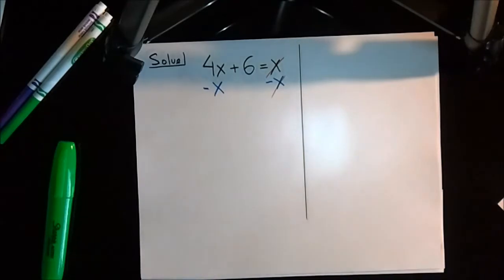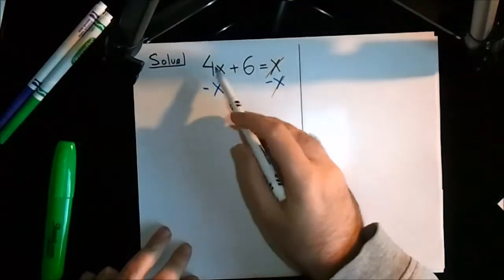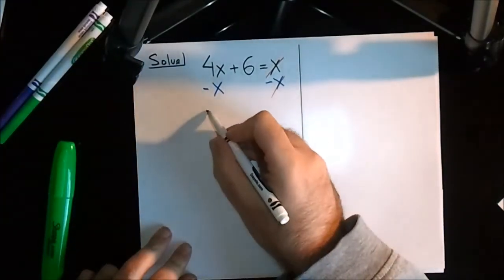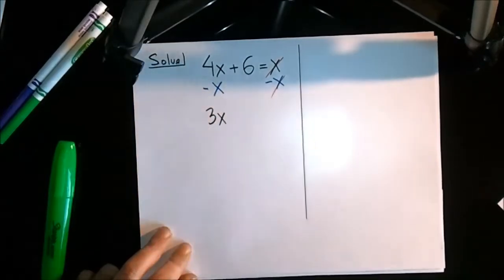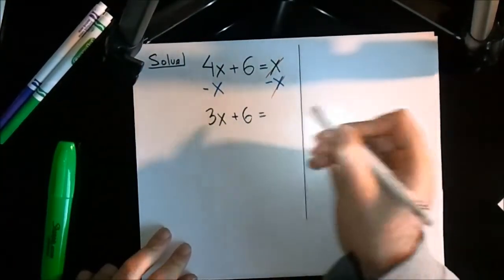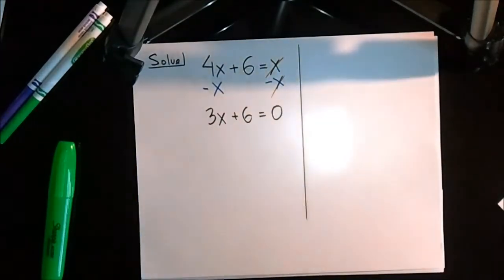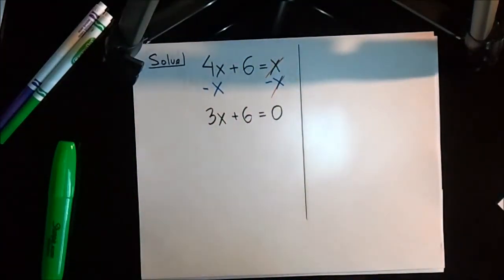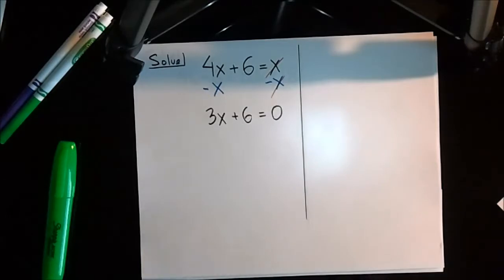On the left side, I now have 4x minus x, which is 3x. The plus 6 carries over. On the right side, I just have a 0. It's okay, I can write 0. It's not a problem. Now I can solve this just like any other 2-step equation. I only have 1x, it's on one side of the equation. I'm going to isolate it. How do I do that?